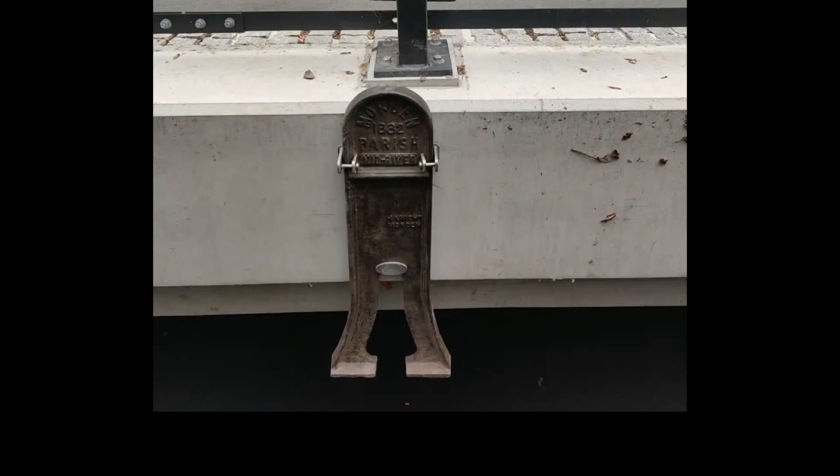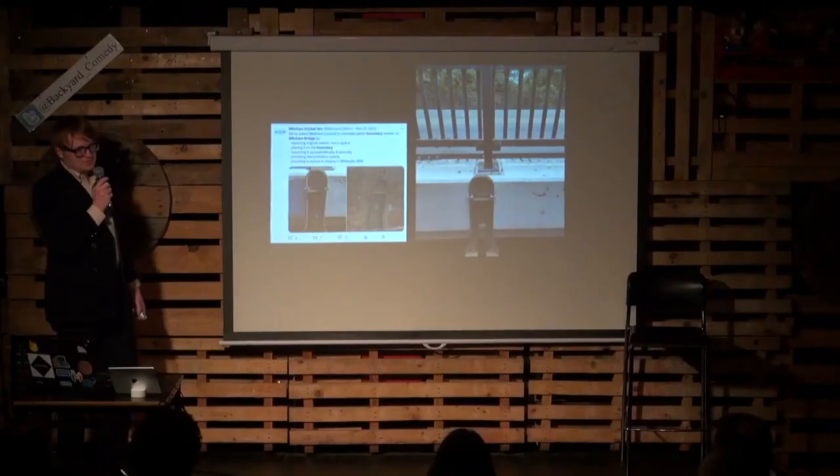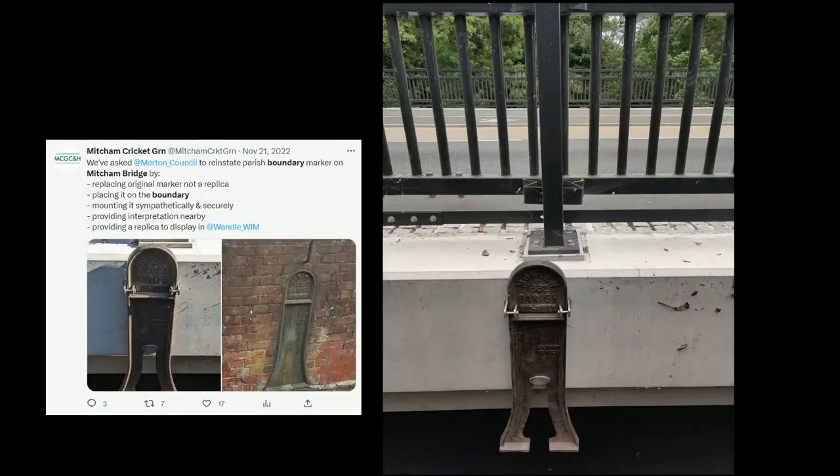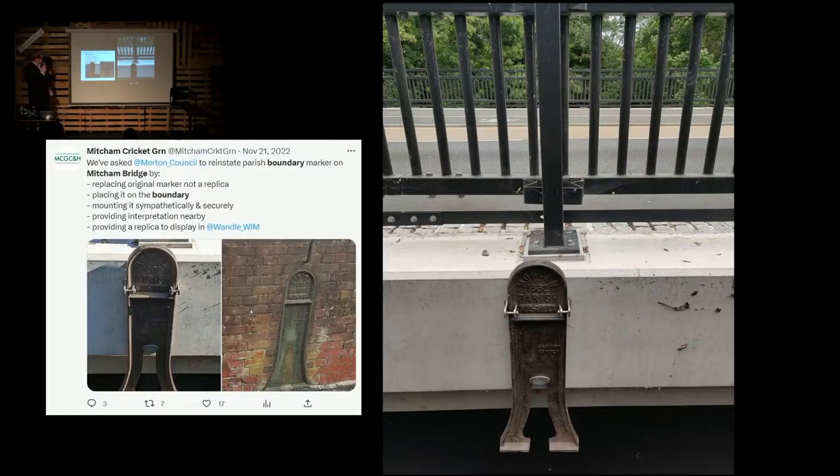Sad. So there were quite a few people who commented on it, most notably the Mitcham Cricket Green Preservation Society, or Historic Society, I think. They're quite friendly. They contacted me as well. I'll show you in a minute what about.